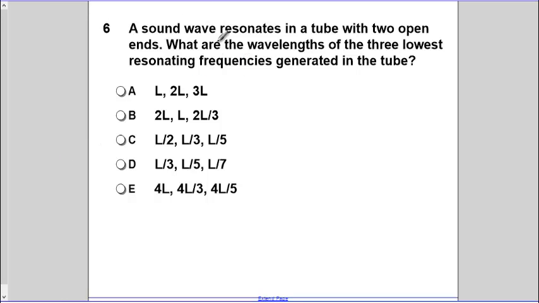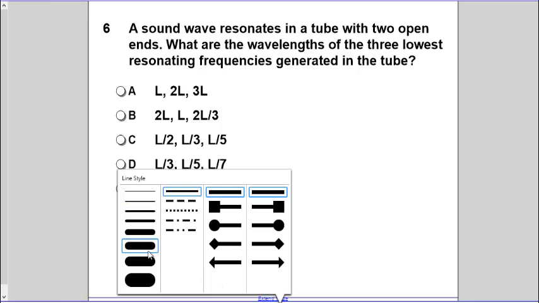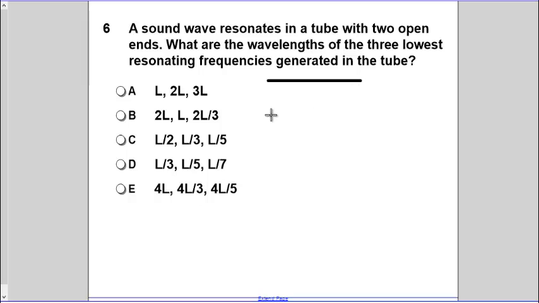The next question states a sound wave resonates in a tube with two open ends. What are the wavelengths of the three lowest resonating frequencies generated in the tube? So what I'll do is to draw this. So I'll draw some lines, and we'll make some relatively fat lines, fatter than we normally deal with. So I'll draw my first tube, and so that's tube number 1. It's open on one end and the other.